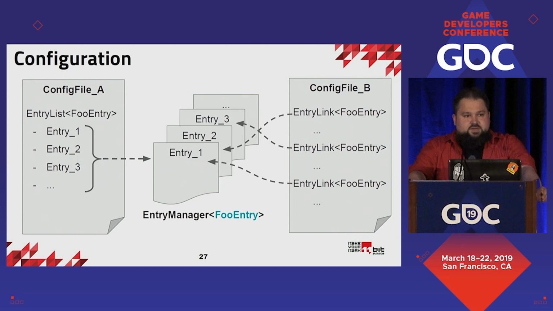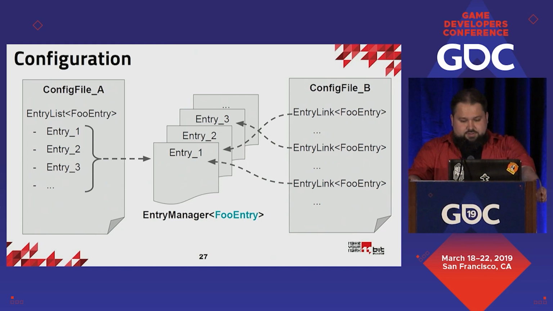So for example, we've got config file A, which consists of a list of entries of type foo entry. Then we've got the entry manager, so after the game is loaded, the file is read. The entry manager reads the entries and can provide a list of them. And from another file, we can put an entry link that points at a certain part of the configuration.